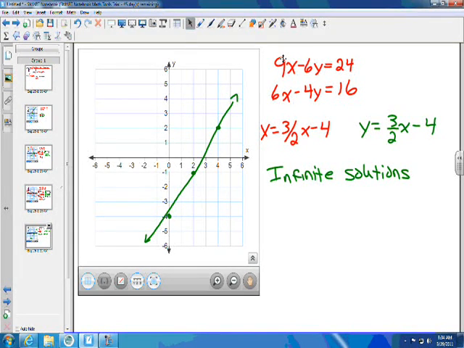cross. What's another possible answer? No solution. That's parallel. They do not cross at all. And then infinite would be your other possibility. So there's three possibilities that you would get, either 1 point, infinite points, or no points.